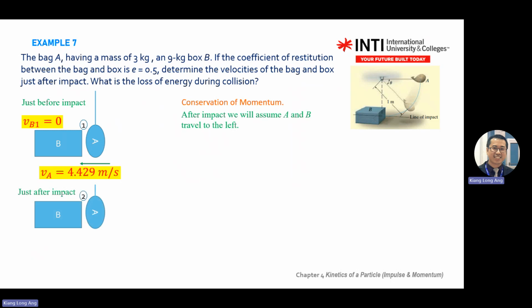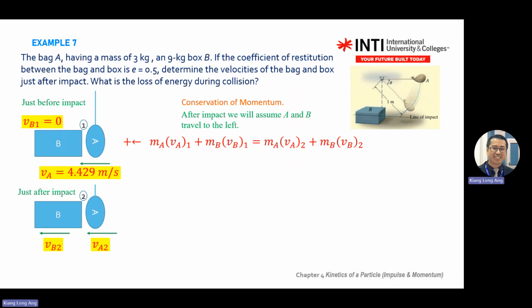Okay, just before impact, just after impact. So just after impact, VA and VB like this. After impact, we assume A and B travel to the left, which is move a little bit. We assume our positive direction is to the left. So momentum, mV before plus mV after.